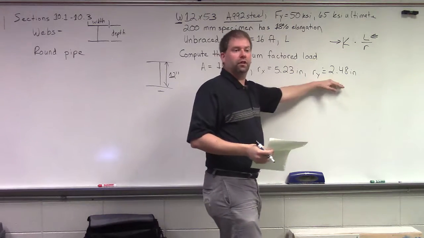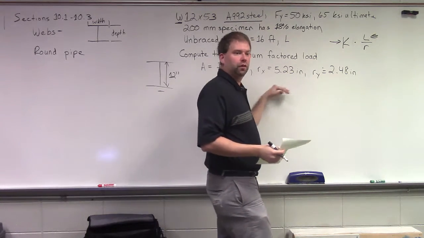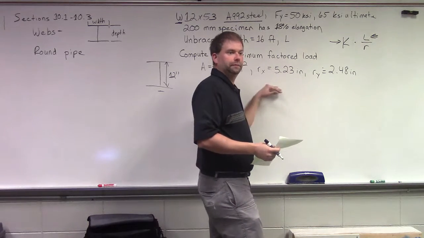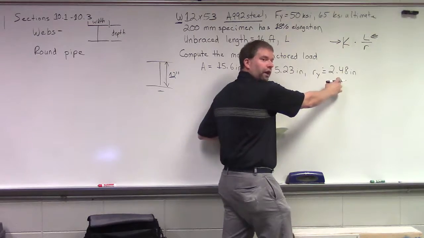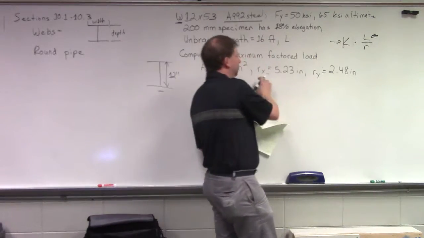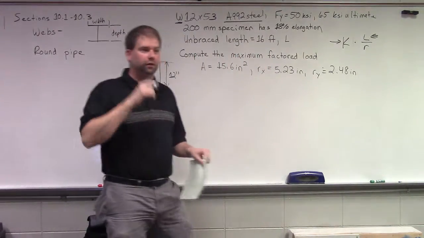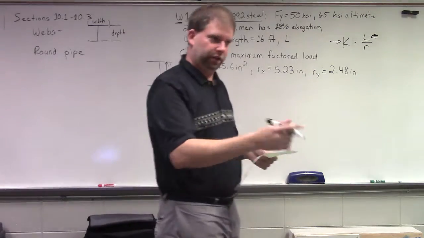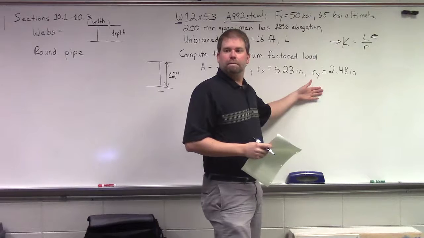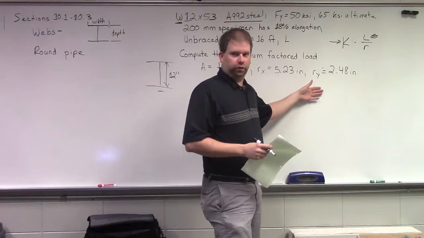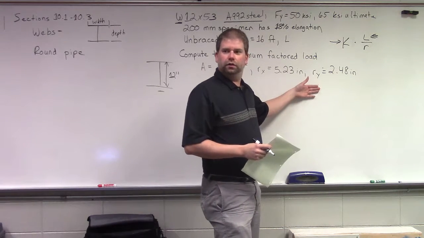Which of these do you think is going to be more critical to us? RY is 2.48, the smaller number. RX is 5.23. RY is the more critical. Why do you think? It's the smaller number. Yep.